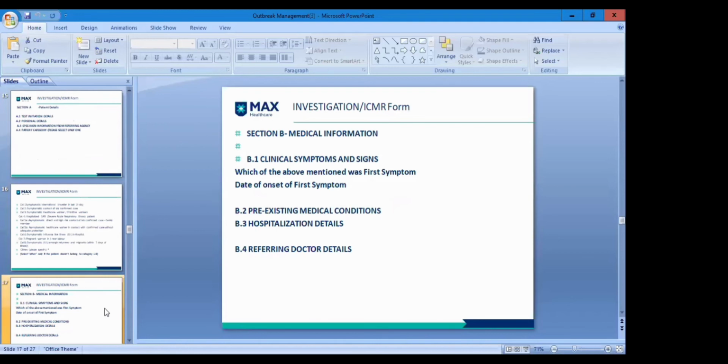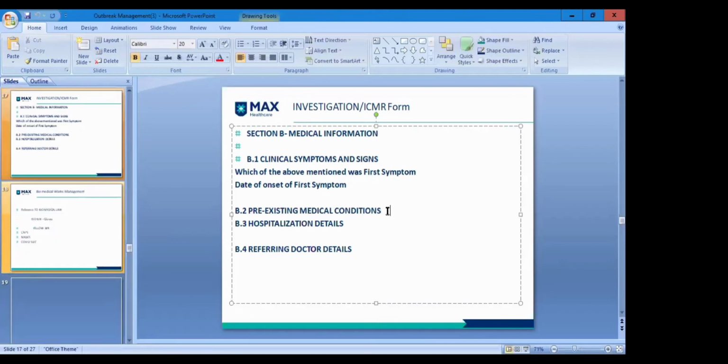Section A consists of different categories and Section B consists of medical information. Clinical signs and symptoms were important. Initially, in the first and second phase, only symptomatic people were being tested. In the third phase, asymptomatic people were also tested. Any pre-existing medical conditions were important, like hypertension or diabetes, as we all know. They were important to consider. Any hospitalization details, any different details.